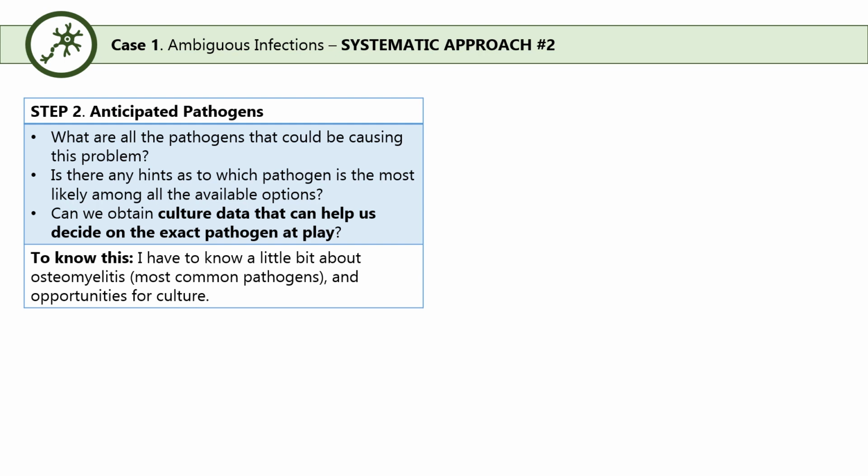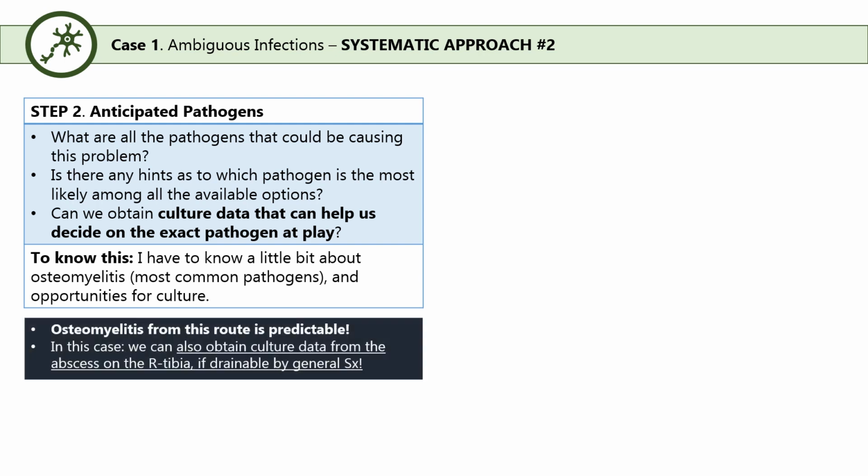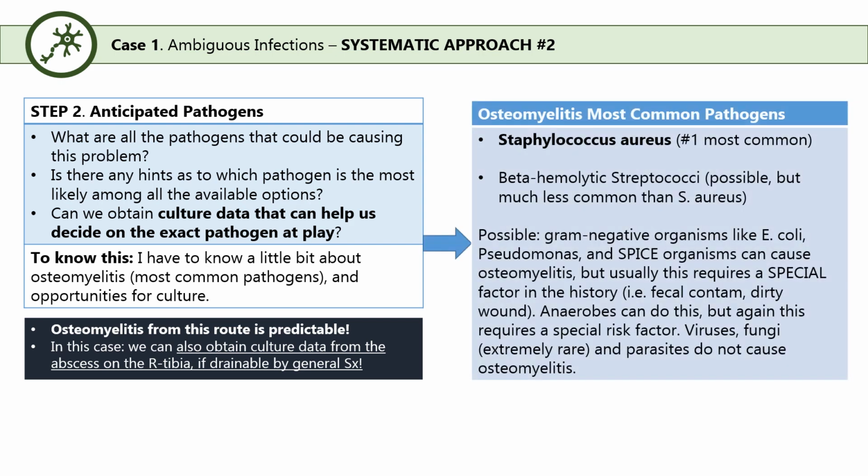To know these details, I need to know a bit about osteomyelitis and the most common pathogens implicated. Luckily, we've reviewed osteomyelitis and are aware of the most common pathogens by route, in this case through a traumatic fall during a soccer practice. We are also aware of the abscess on the tibia, which could be a way of getting some microtesting done. The possible pathogens include Staphylococcus aureus, MSSA or MRSA, and beta hemolytic streptococcus, which form most cases.